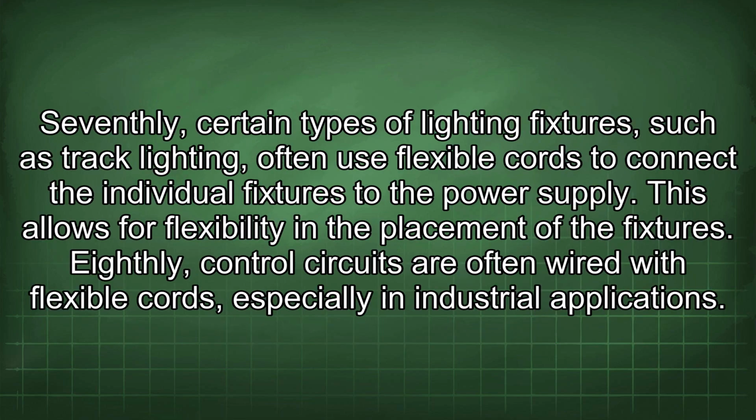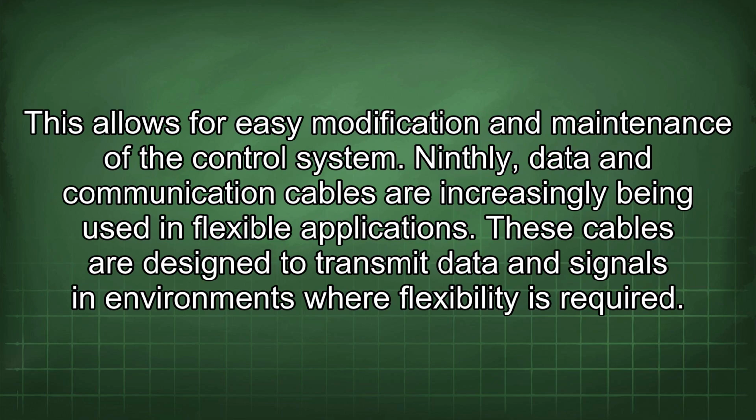Seventhly, certain types of lighting fixtures, such as track lighting, often use flexible cords to connect the individual fixtures to the power supply. This allows for flexibility in the placement of the fixtures. Eighthly, control circuits are often wired with flexible cords, especially in industrial applications. This allows for easy modification and maintenance of the control system. Ninthly, data and communication cables are increasingly being used in flexible applications. These cables are designed to transmit data and signals in environments where flexibility is required.